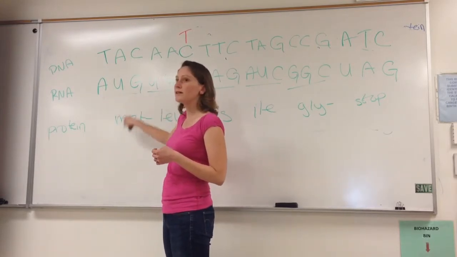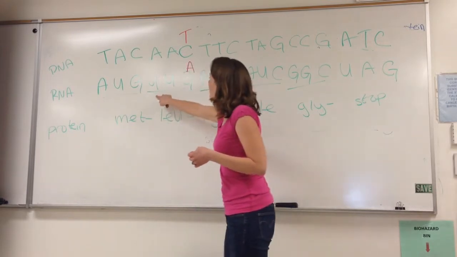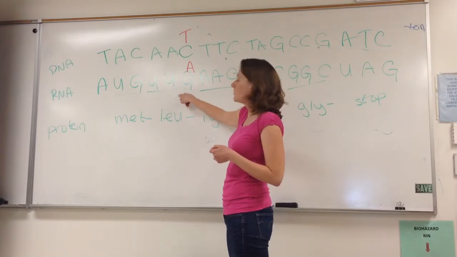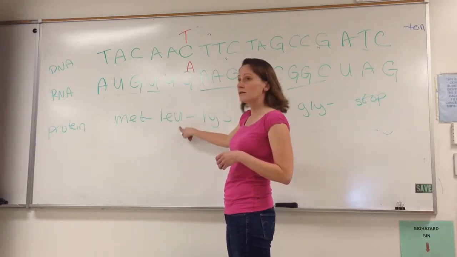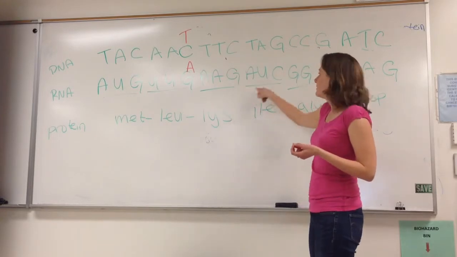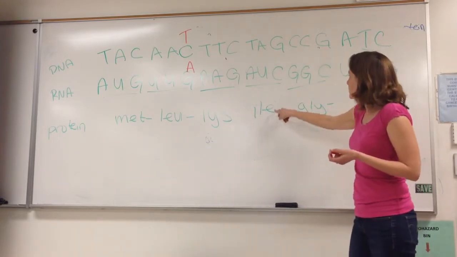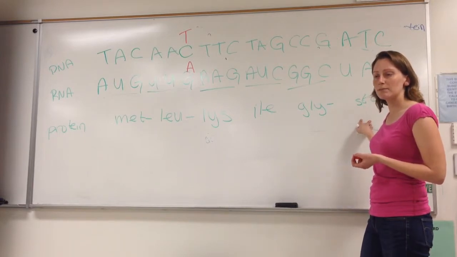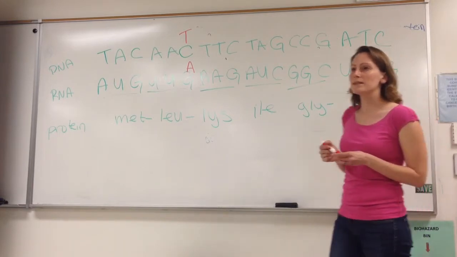So AUG, methionine, UUG, sorry, UUA, leucine, AAG, AUC, isoleucine, glycine, and then we release the protein. So what happened?